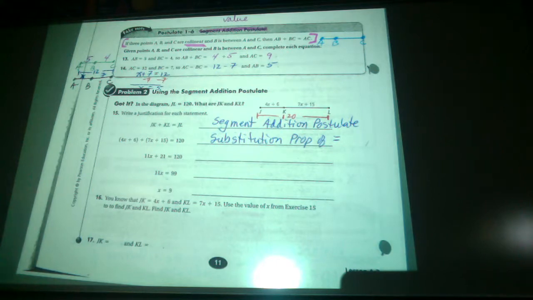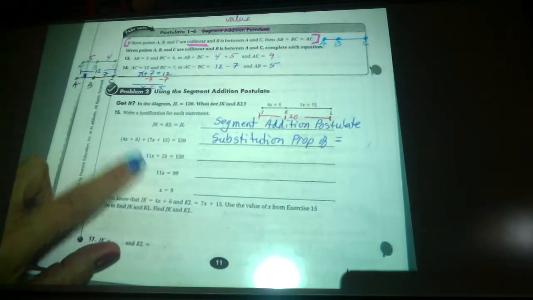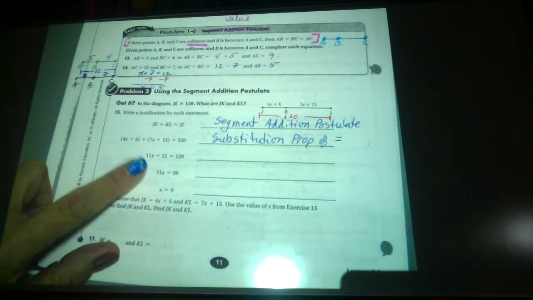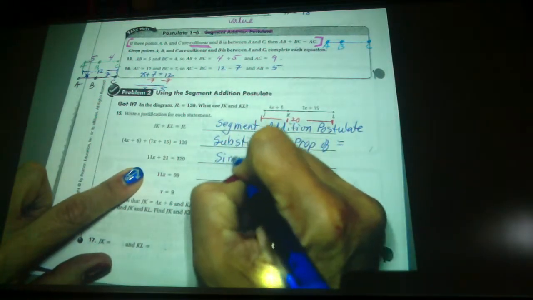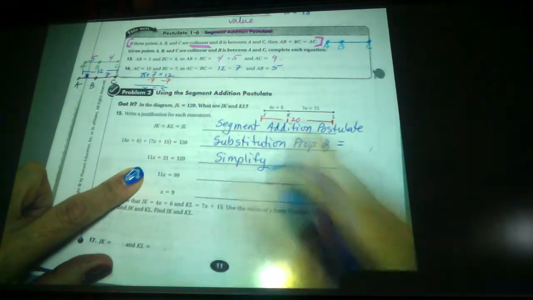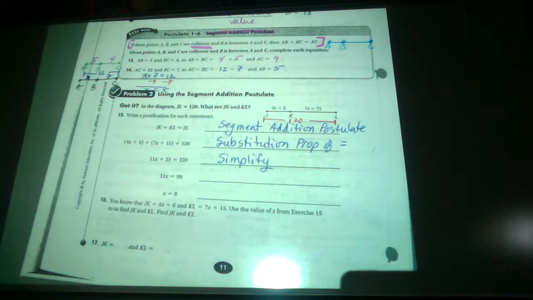Then, what do they do from here to here? They combine like terms. So you can put combine like terms. I'm going to put simplify. Then this is what's different from what was required from you in algebra. Remember in algebra, you had to show your work to both sides? In an algebraic proof, which is what this is, they don't usually show the work done to both sides.